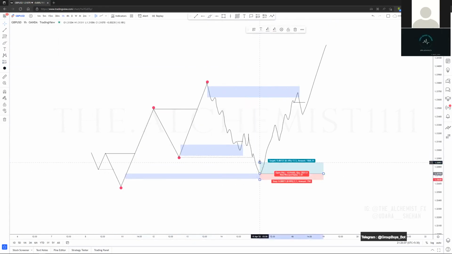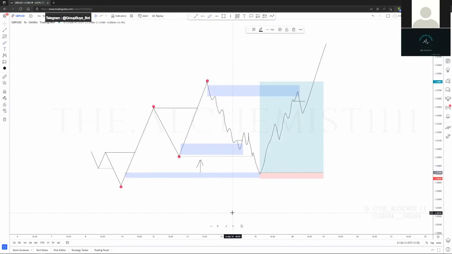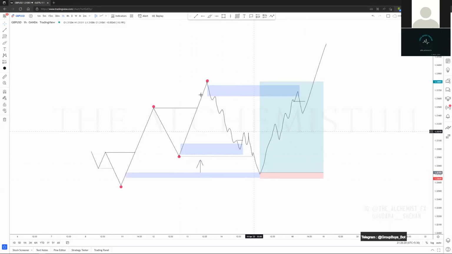Now remember, a high quality point of interest will always have liquidity above it, and in this case below it. So remember that very well, above and below it. This is what we call a high quality point of interest.